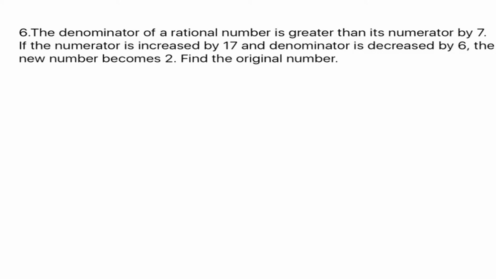Next question is, the denominator of a rational number is greater than its numerator by 7. And so in that case we have a rational number. So let's do step by step. Let rational number is equal to x by y. So first of all we will consider a rational number. Then we will take another step.